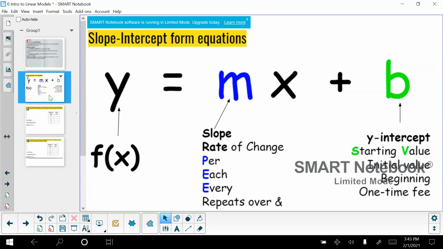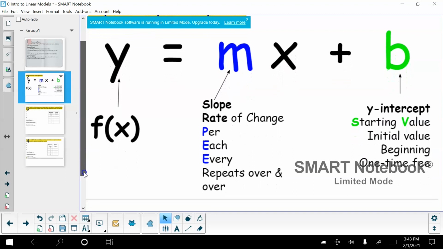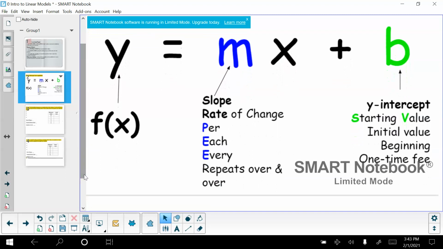Just to get us involved with slope-intercept form equations, because that's going to be the type of equation that we're going to be writing today, they have a special format. The format for slope-intercept form is y equals mx plus b. A lot of times the y that we see starting off the equation is written as f with parentheses with the x in the middle, which is read as f of x. So it can either start off as y equals or f of x equals, and then mx plus b.